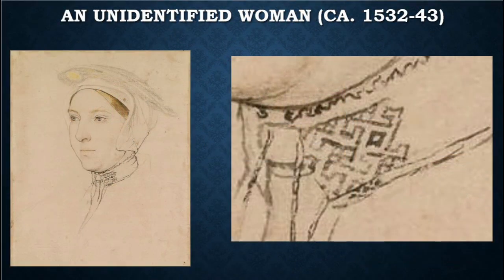This is a drawing of Holbein's. This is an unidentified woman from about 1532 to 1543. We can zoom in on the collar and we can see that there is embroidery there. It is most likely blackwork embroidery that is there. There is another artist who recreated this portrait and added more detail work so we know more of what the pattern looks like. But that artist is from, I believe, the later part of the 16th century.